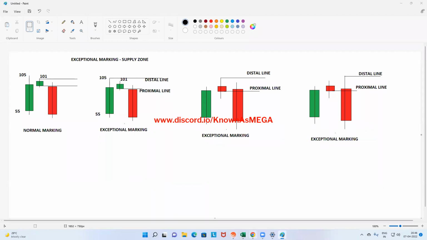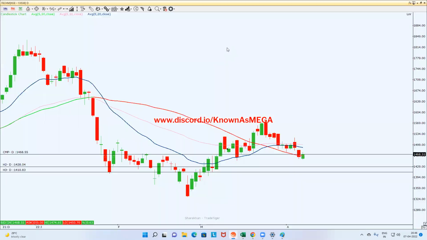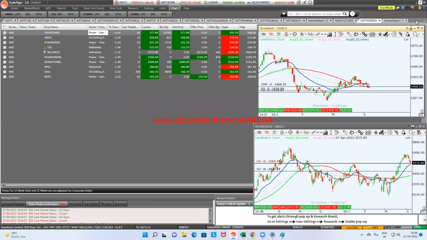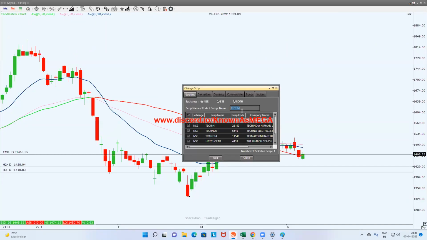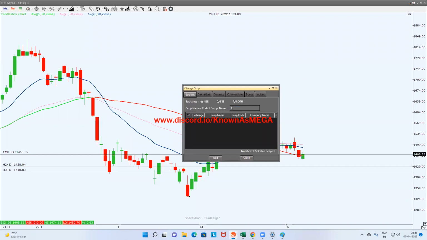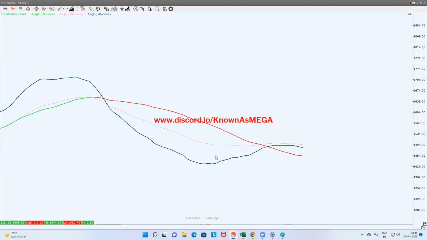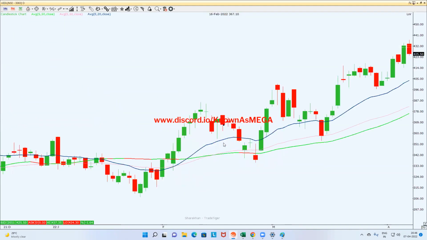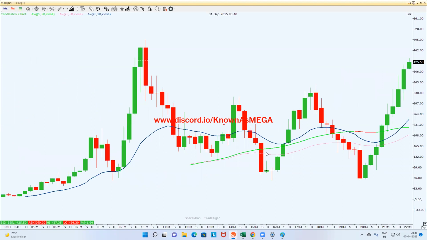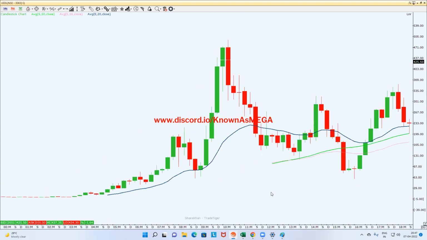Okay, let me take one example. How many of you know this stock? VDL. How many of you know Vedanta? Yes, Vedanta. See now, this is a good demand zone as per normal marking.